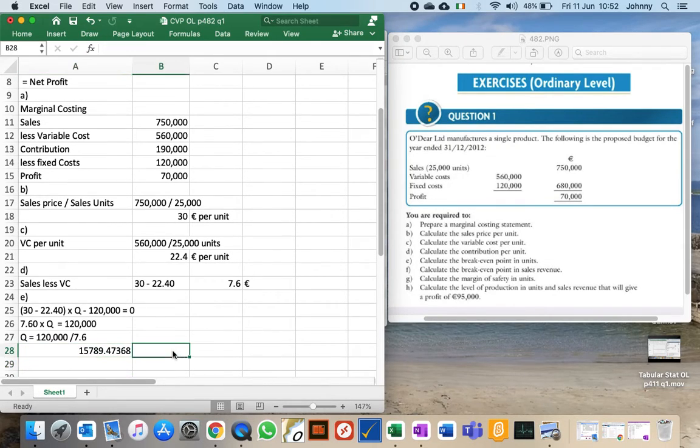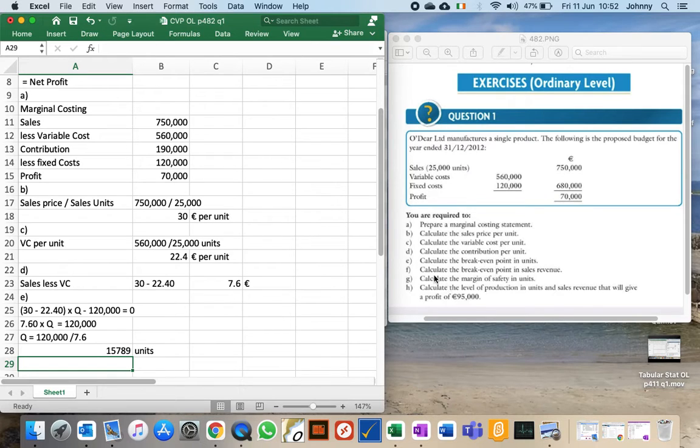So that number is in units. You can't have a decimal point of a unit, so we need to round it to the nearest single unit. In this case, the 0.47, 0.4 is less than 5, so the answer is 15,789. So that's the number of units that we need to sell to break even. If we sell less than that, we'll make a loss. If we sell more than that, we'll make a profit.